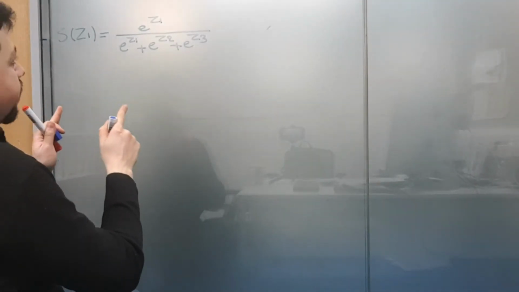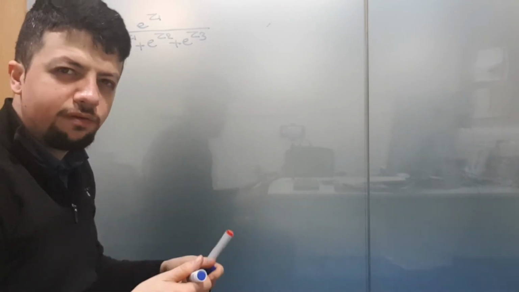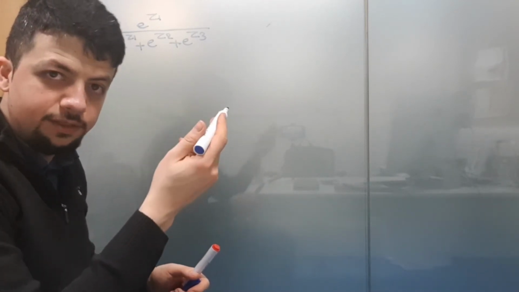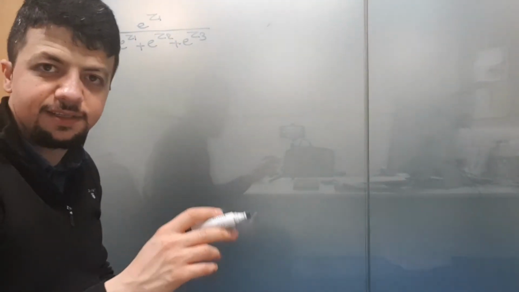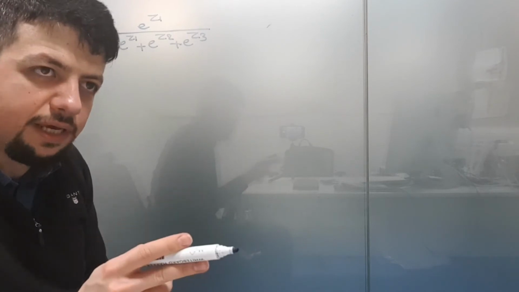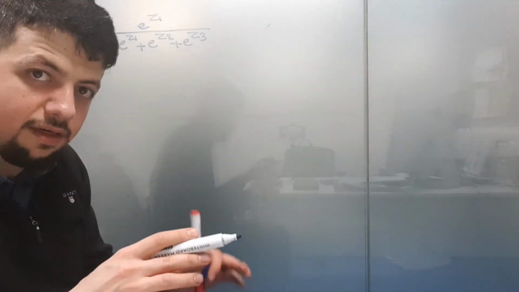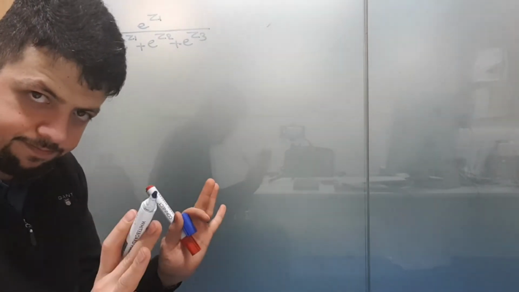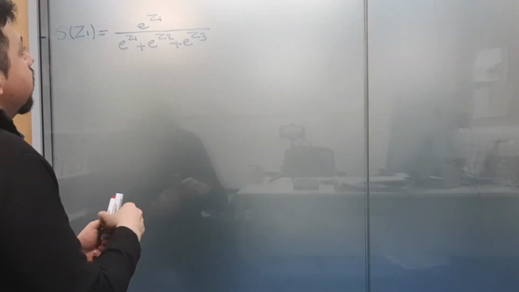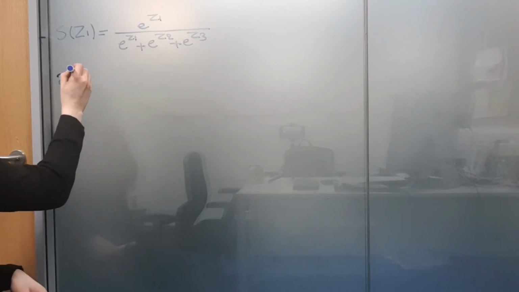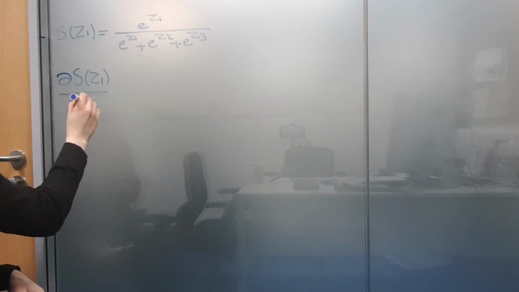Let's take the partial derivative of this entire thing with respect to s of 1. So the rule of fraction says the derivative of the numerator multiplied by the entire denominator, minus the derivative of the entire denominator multiplied by the numerator, and then the whole thing divided by the denominator squared. Perfect. Now, I want to make this a little bit simpler. So the partial derivative of s of z1 with respect to z1.